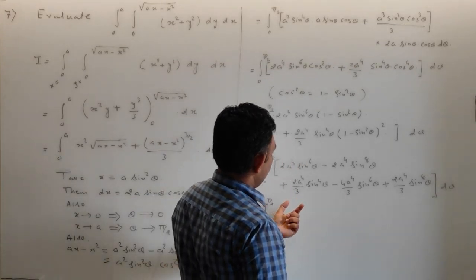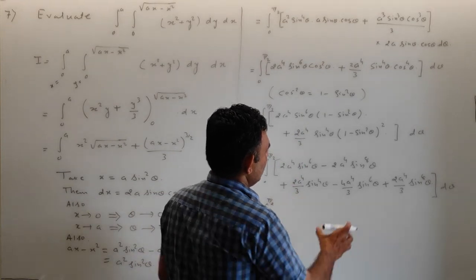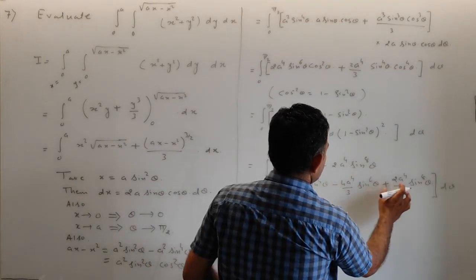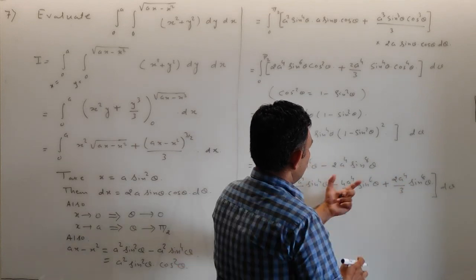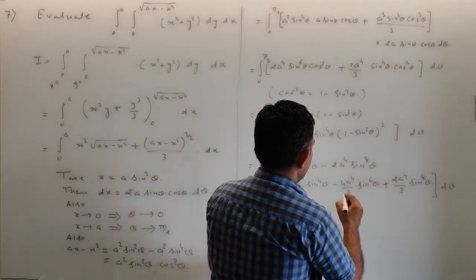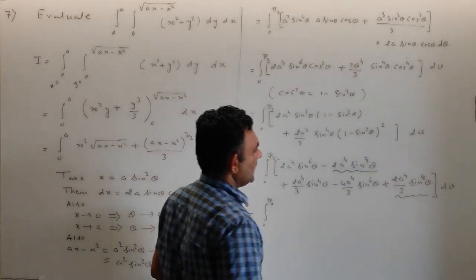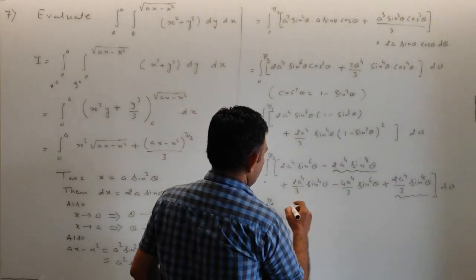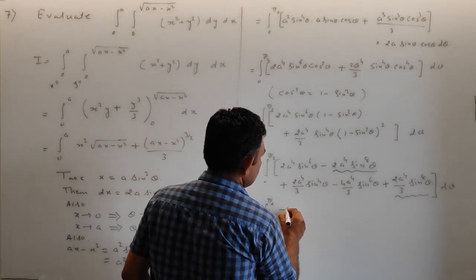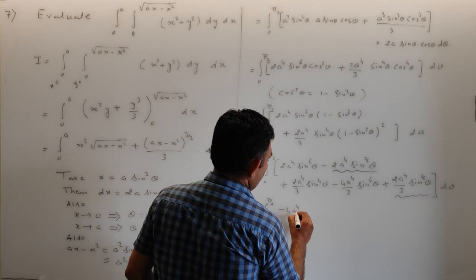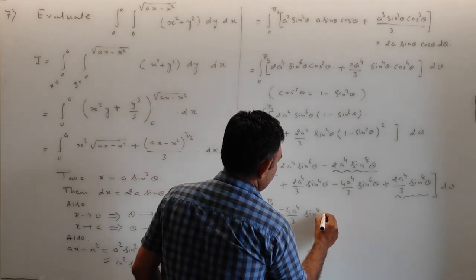Now let us go from higher to lower, that is this. So it is 2a raised to 4 by 3, and this is minus 2a raised to 4 by 3. So here 3 is LCM. You look at these 2 terms. So it is minus 6 plus 2. So minus 4a raised to 4 by 3 sine raised to 8 theta.